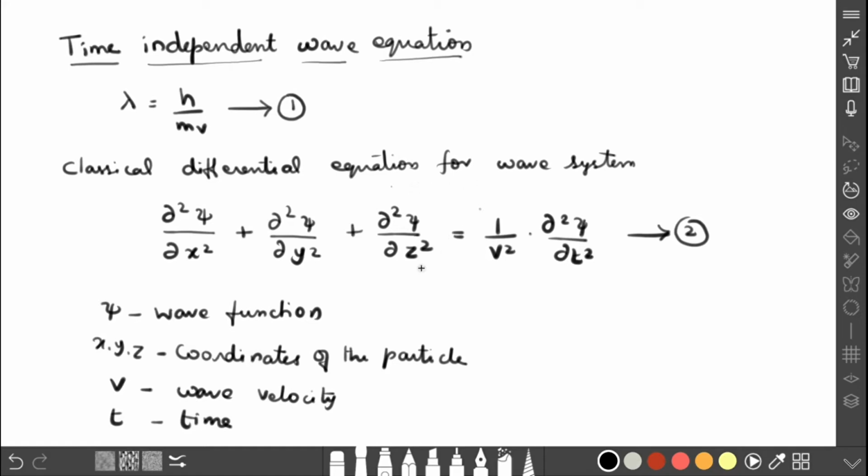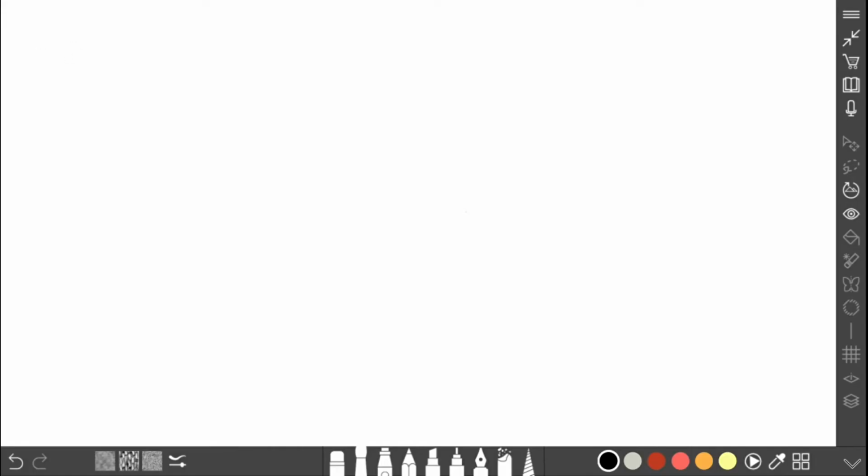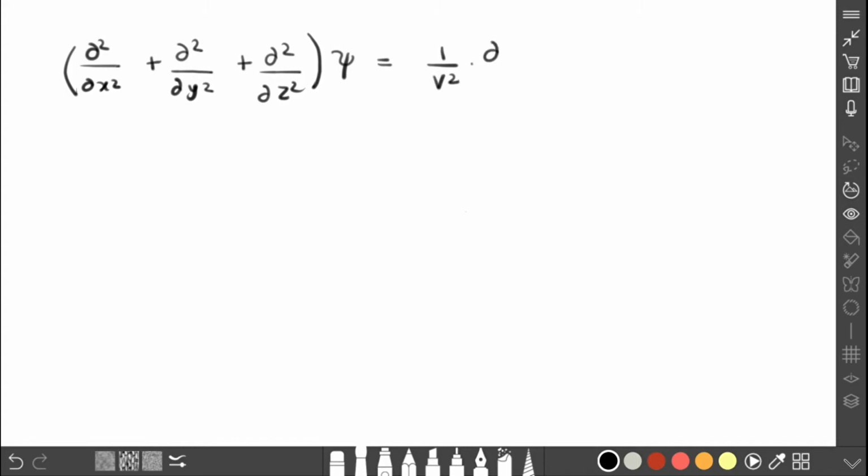The next step is, here you see in the second equation, psi is common everywhere, so I am going to take the psi outside. How can I write the second equation? Please follow this. Within the bracket, dou square divided by dou x square plus dou square divided by dou y square plus dou square divided by dou z square, with psi taken outside of the bracket, is equal to 1 by v square into dou square psi divided by dou t square. For this bracket I am going to introduce one operator, which is del square. So del square psi is equal to 1 by v square into dou square psi divided by dou t square. I am considering this as equation number 3.